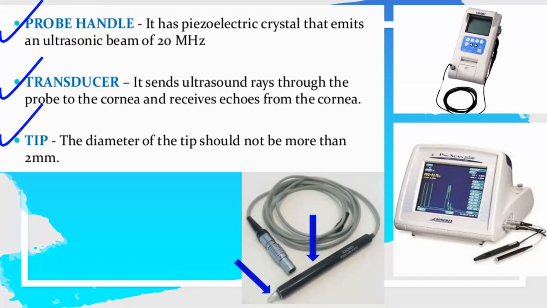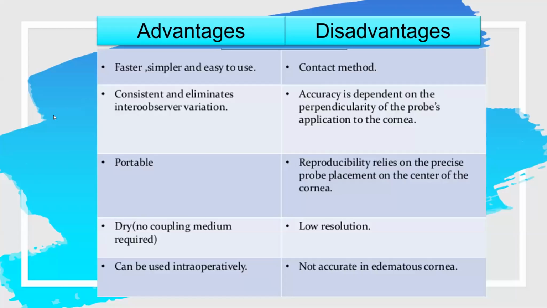Well, what are the advantages of ultrasonic pachymetry? It is fast and very simple to use. It is consistent and eliminates inter-observer variation. It is a portable device and can be moved anywhere. No coupling medium is required. We can simply touch the cornea, but be very careful not to damage the epithelium of the cornea. And because it is a mobile device, it can be used intraoperatively also.